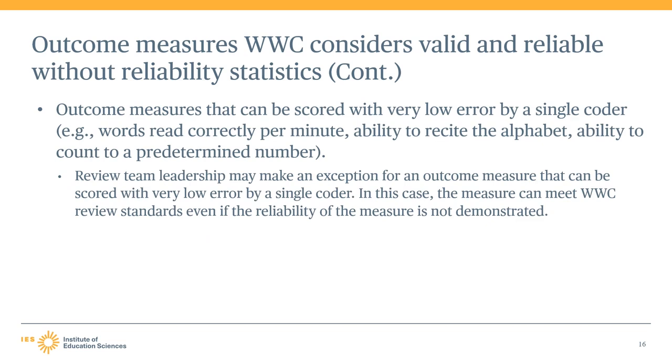A final form of administrative records that the WWC may consider valid and reliable without reliability statistics are any outcome measure that can be scored with very low error by a single coder. Review team leadership may make exceptions for these types of outcome measures, deeming them to be valid and reliable even in the absence of reliability statistics. Examples of measures that might be scored with very low error could include, for example, the number of words read correctly per minute, the ability to recite the alphabet or not, or the ability to count to a predetermined number.